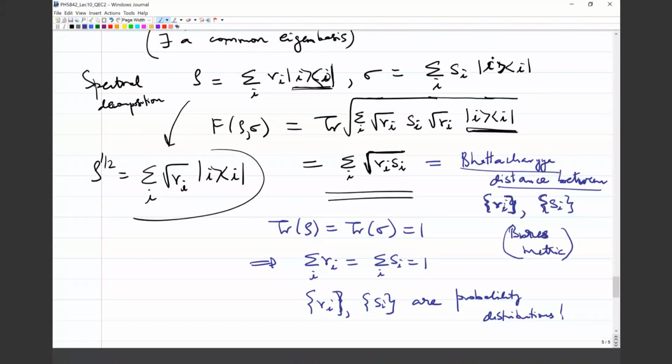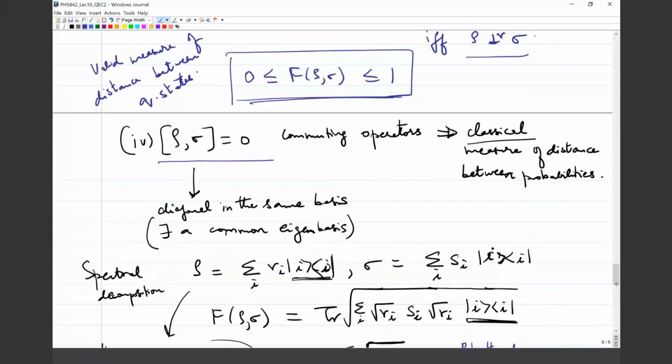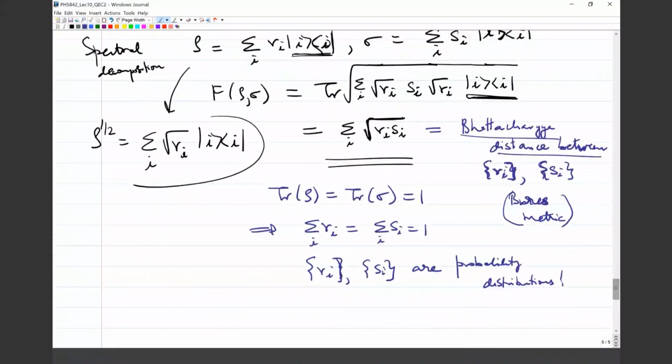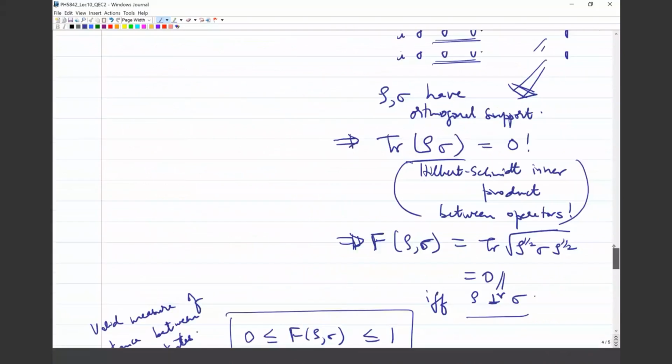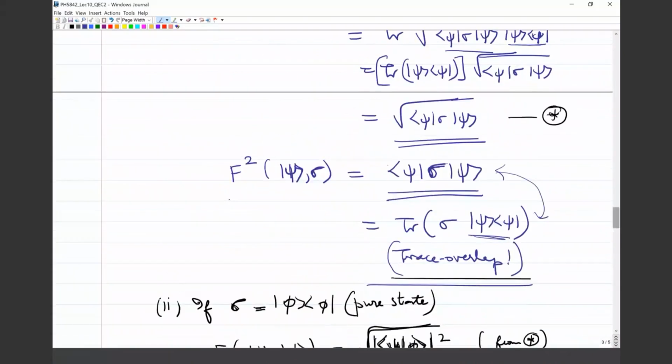But essentially, it's a kind of classical metric between a pair of probability distributions. And when rho and sigma commute, you recover this limiting case of the classical distance between two probability distributions. So all of this tells you that this is a well-defined measure, and it's a good measure to use to analyze how close two quantum states are, and in particular, this case where one of them is a pure state and the other is a mixed state will be useful for us to look at the performance of an error correcting code. Any questions?